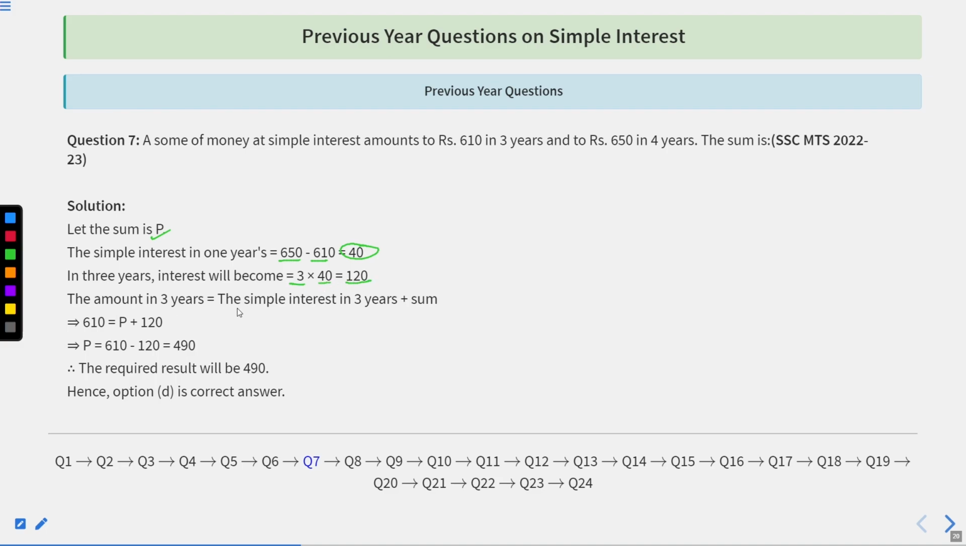So the amount in 3 years is equal to the simple interest in 3 years plus the sum. So 610 is equal to P plus 120. So P is equal to 610 minus 120, that is 490. Therefore, the required result will be 490. So the correct option here is option D.